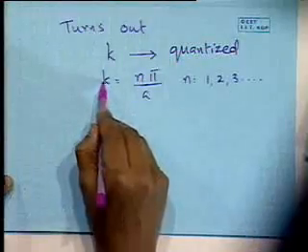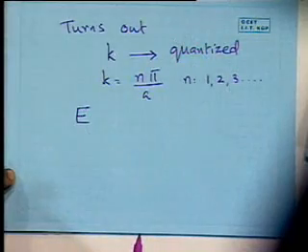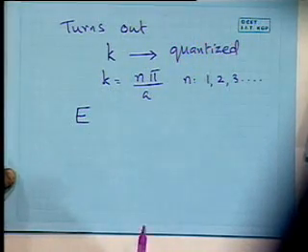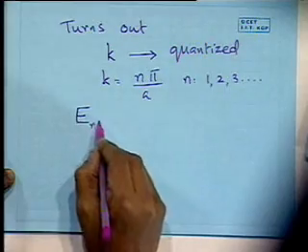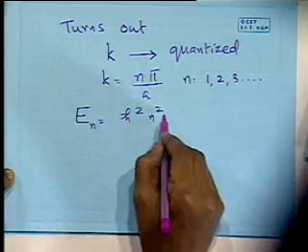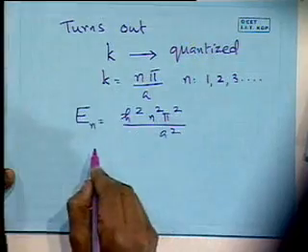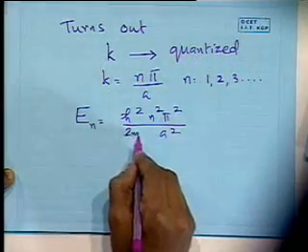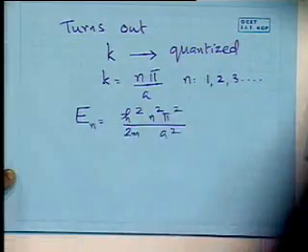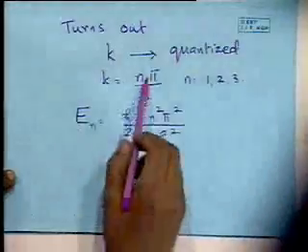So the implication that k cannot have any arbitrary values translates to the fact that my E, because E depends on k, cannot have any arbitrary values. And so we write then that En is equal to h bar squared, and then we substitute for k: n squared pi squared by a squared, and we had the 2m term from earlier, right? If you go back and look, all we are doing is substituting for k here the expression that we got, k is equal to n pi by a.